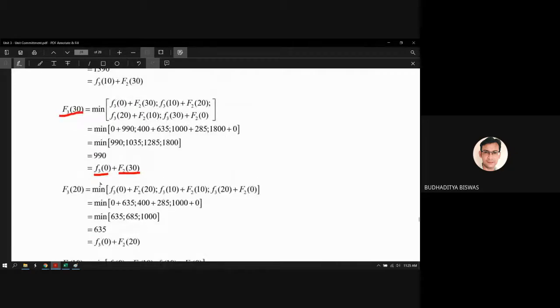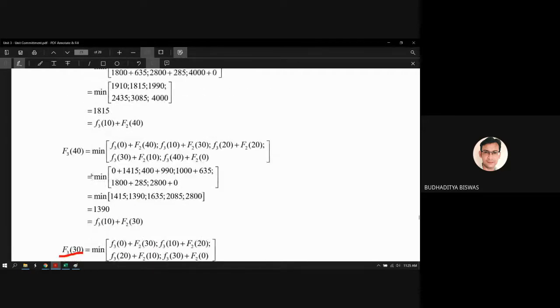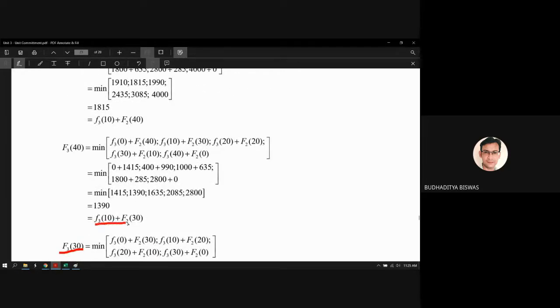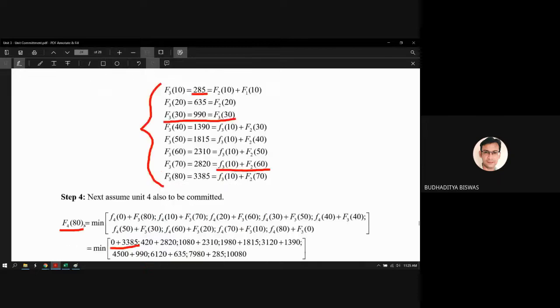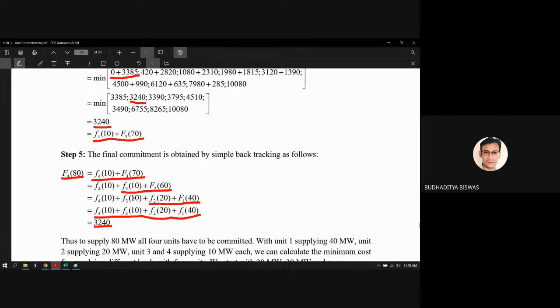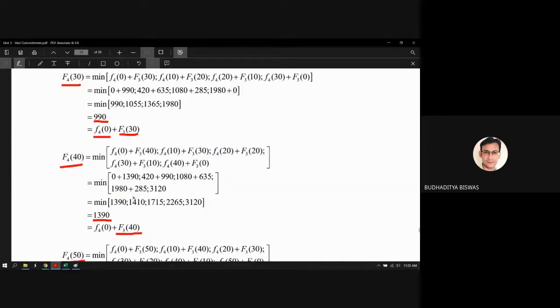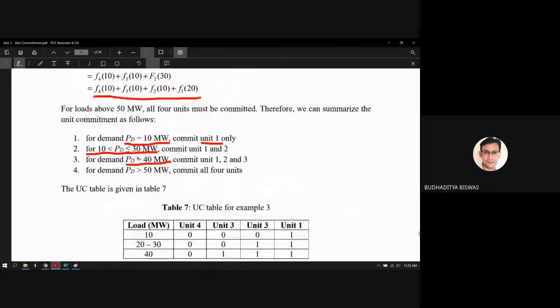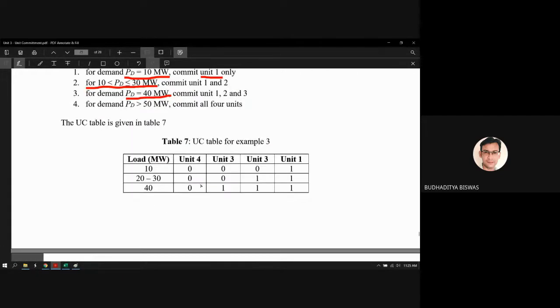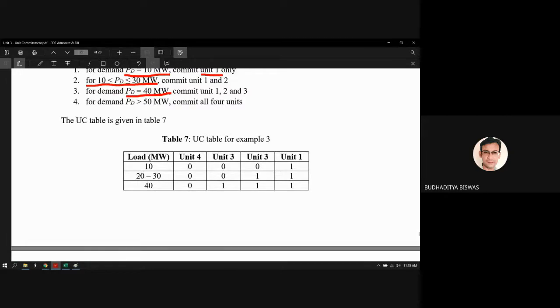F340, just look at this one. F340 is this one, F3 plus 1. So you see all the units are actually committed, means unit 1, 2 and 3 all are committed. And if it is more than 50 megawatt, then commit all the units. So this is the UC table which is required actually.